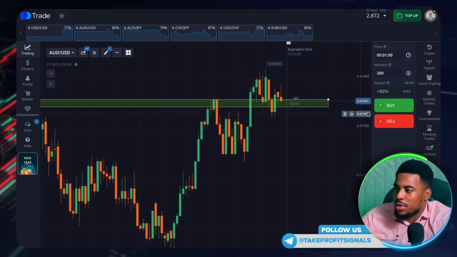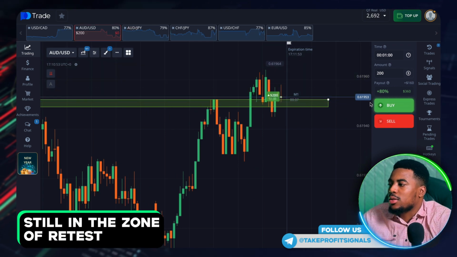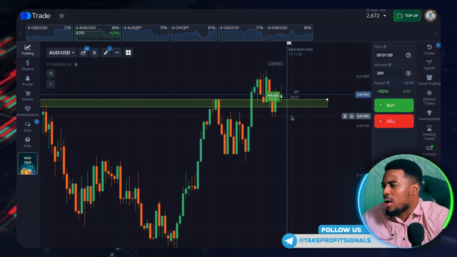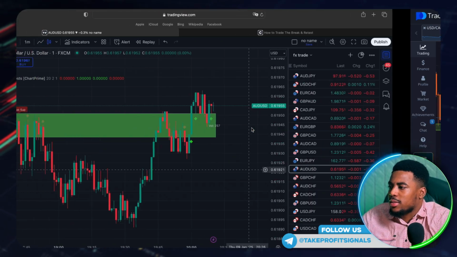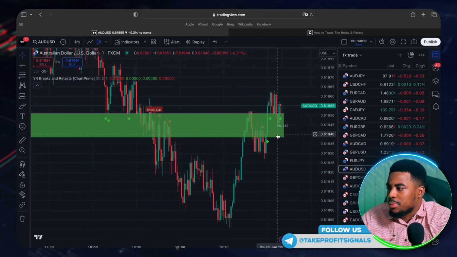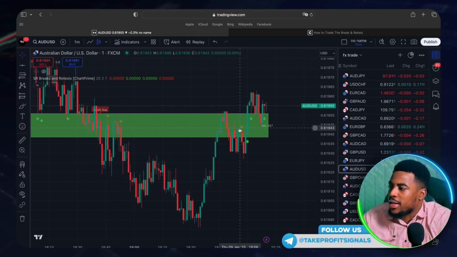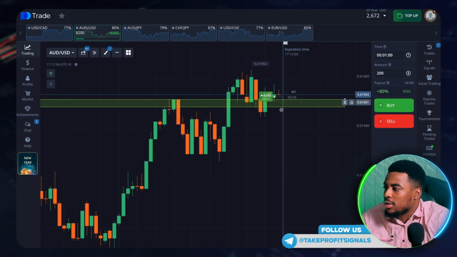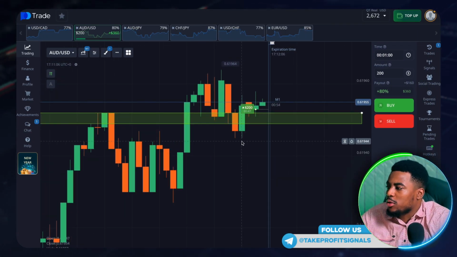So on the next currency pair, we are still in the zone of retest. So I also open a trade on the rise. Everything is exactly the same. This indicator helped me to find a signal on this asset. So open a trade and wait for the result.